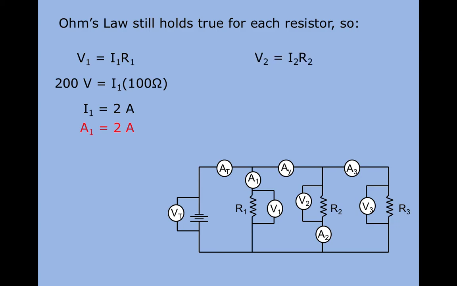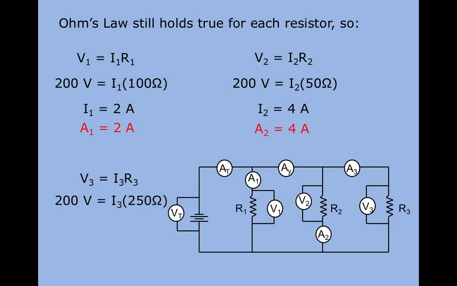Okay, so hopefully you've done current through resistor 2. You should get 4 amps. Okay, that means if you look where resistor 2 is, connected to resistor 2, right after it, is A2. So 4 amps of current will also go through A2. And then resistor 3, you should get a current of 0.8 amps. That means 0.8 amps is going through ammeter 3.